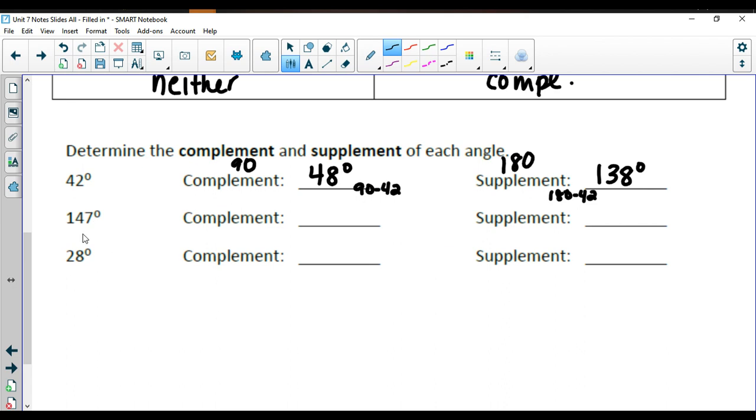For 147 degrees, there is no angle that could be a complement here. So that's not applicable, NA here, because you can't add anything to this to make it 90 unless you have a negative number, and that's not going to work. For our supplement, we're going to take 180, subtract away the 147, and that's going to give us 33 degrees. For the complement on this last one, you want to do 90 minus 28. That's going to give you 62 degrees. To do the supplement, you're doing 180 minus the 28, which is going to be 152 degrees here.